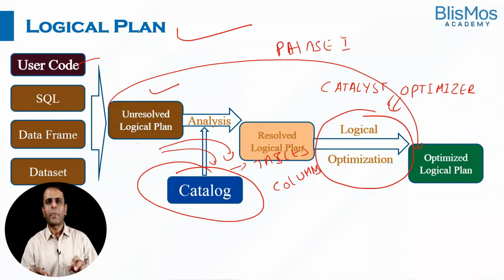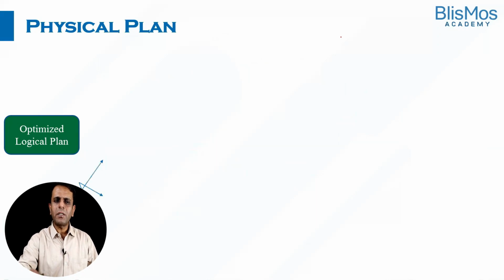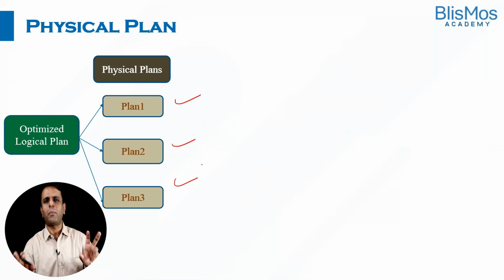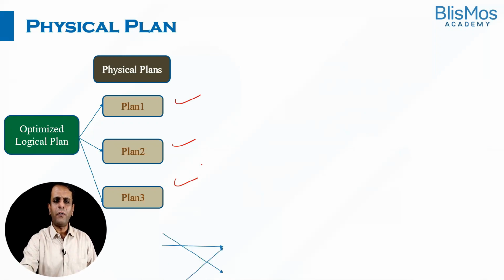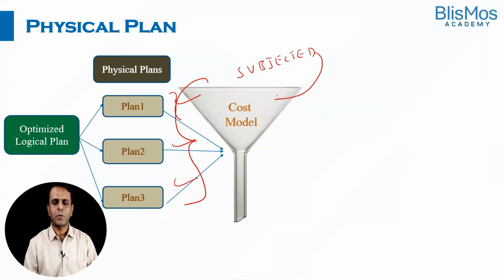Now let us try to understand how phase 2 looks, that is the physical plan. Input for the physical plan is the optimized logical plan, because that is how the sequence happens. As a part of the physical planning, it produces multiple physical plans, like plan 1, plan 2, plan 3, by sequencing different operations in terms of RDD transformations. After that, these plans produced by Spark are subjected to cost model analysis.